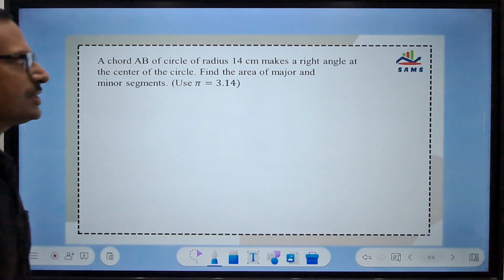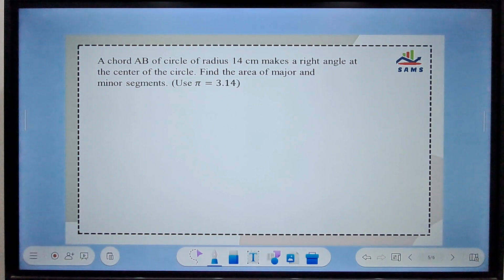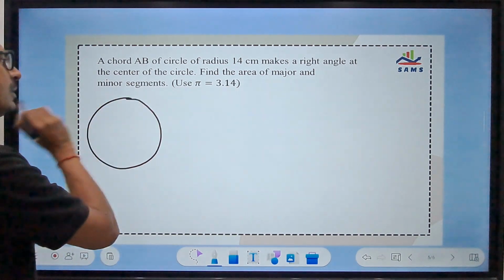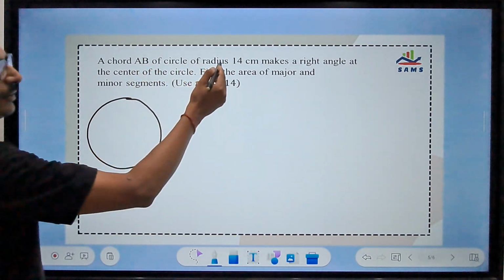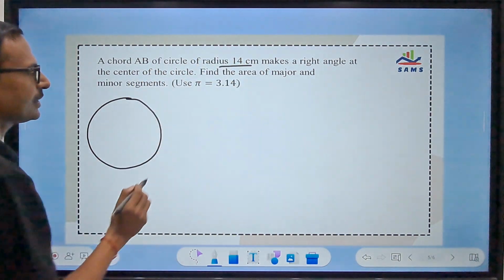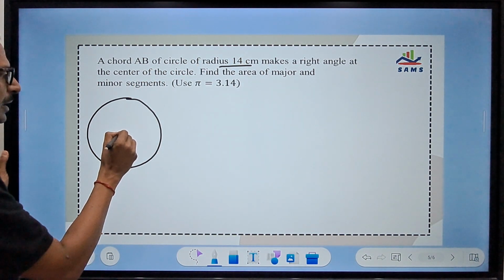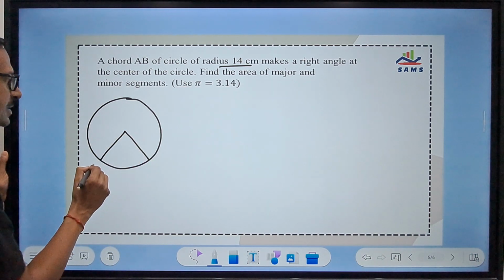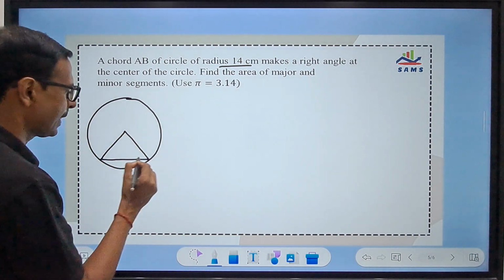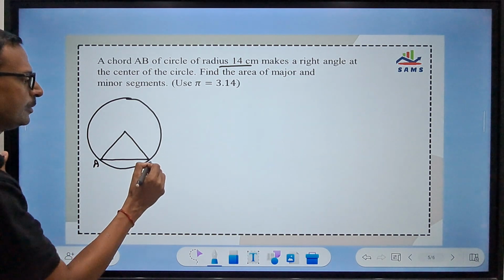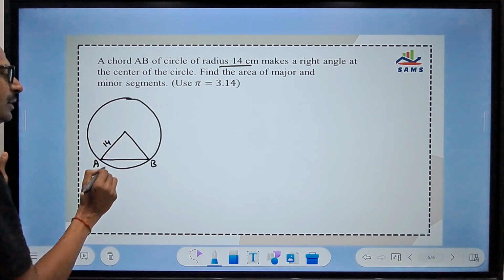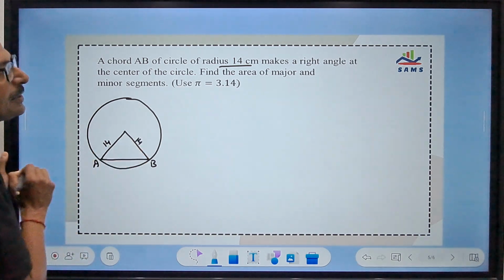Likewise, if you have a question based on the segments, so there is a chord, let's draw the figure first. There is a chord AB of a circle of radius 14. So the radius of the circle is already given, say this one and this one. Now this is the chord AB. So the radius is 14. So this is 14. This is also 14 centimeters.